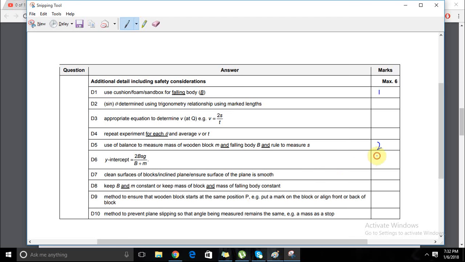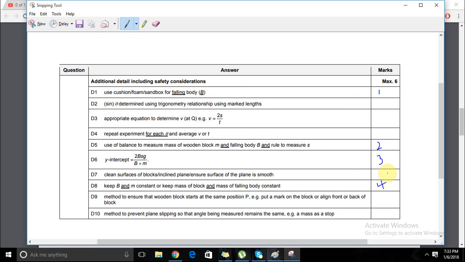Definitely 3 marks. Clean surface of blocks, inclined plane. Ensure that the surface of the plane is smooth. Was implied but not clearly stated by me. Keep M and m constant, or keep mass of block and mass of falling body constant. 4. Method to ensure it starts in the same position. Put a mark on the block or align the front or the back. Method to prevent the plane slipping. Angle remains the same. I missed this out but still works.